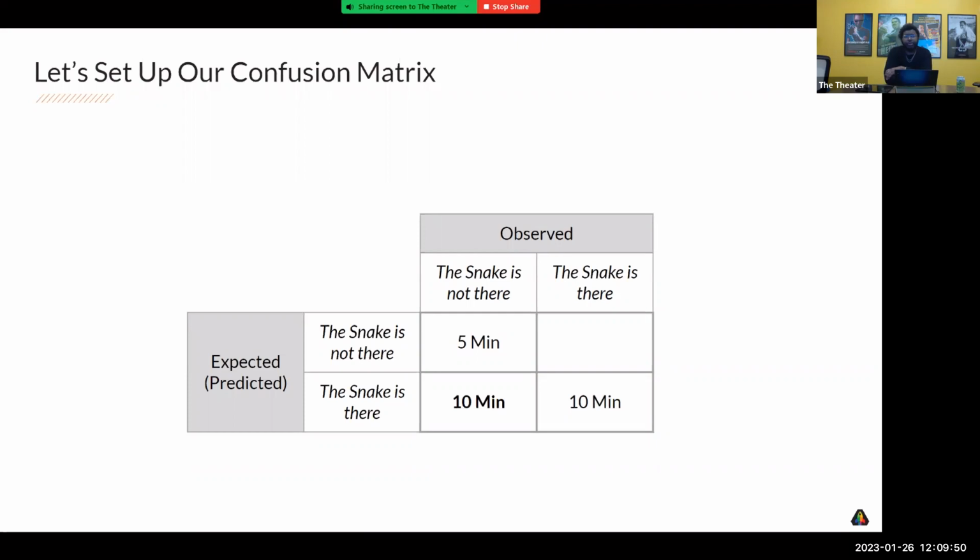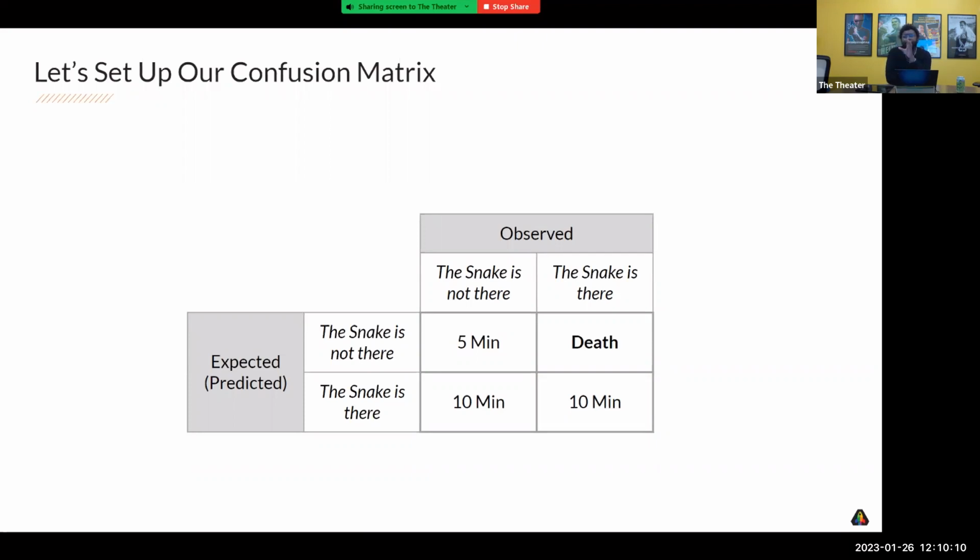Now if we believe the snake is there, but the snake is not there, then it's going to take us 10 minutes, but there's no snake to even deal with. And then finally, if we think the snake is not there and the snake is there, then it's fatal and we're going to die.